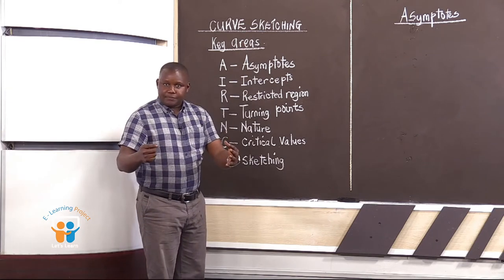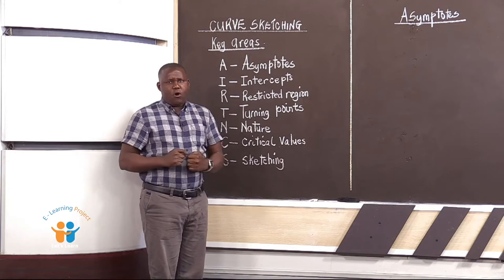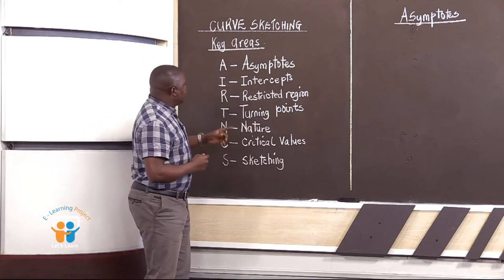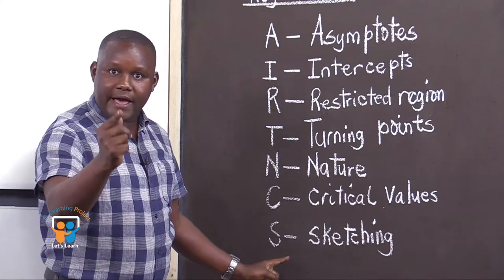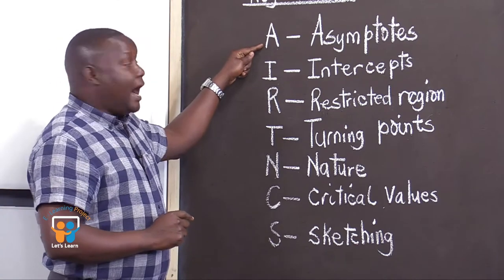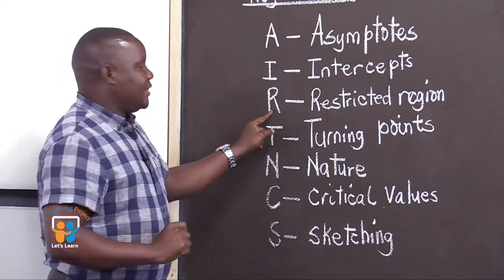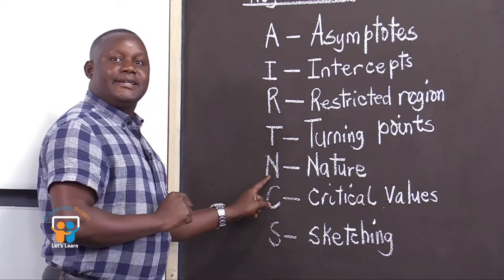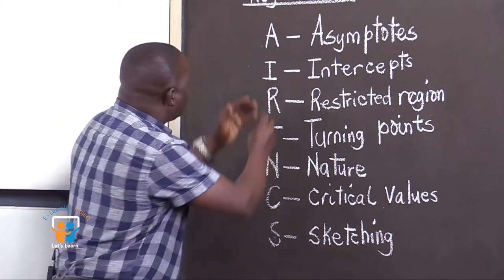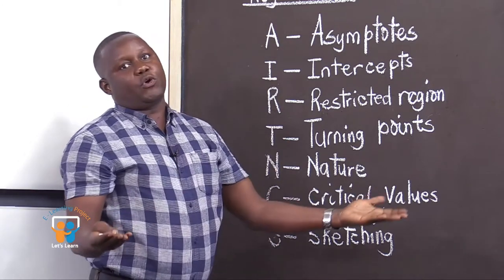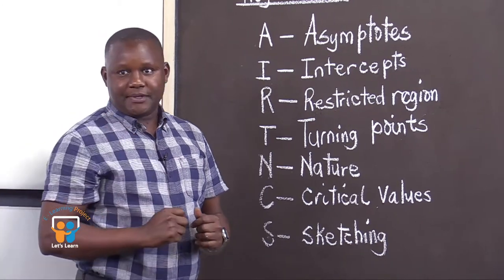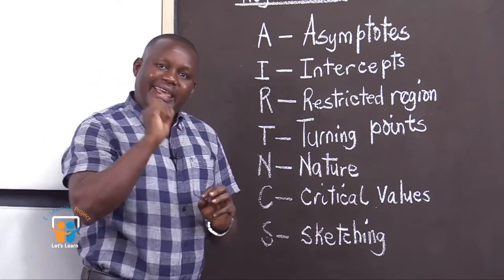We designed a mnemonic, a short form that simplifies the seven steps. The mnemonic is AIRTINKS. Repeat with me: AIRTINKS. You can see we have A, I, R, that is air. Then we have T, N, C, and S. My dear students, the moment you are able to grasp these seven concepts, this topic will be no more. You will get all the 12 marks you need in section B at A-level mathematics paper one. Allow me to introduce to you each of these symbols.